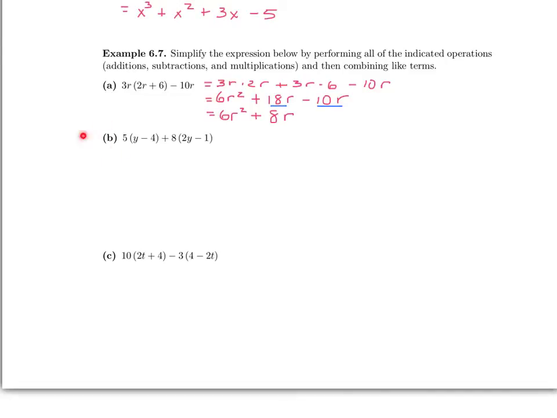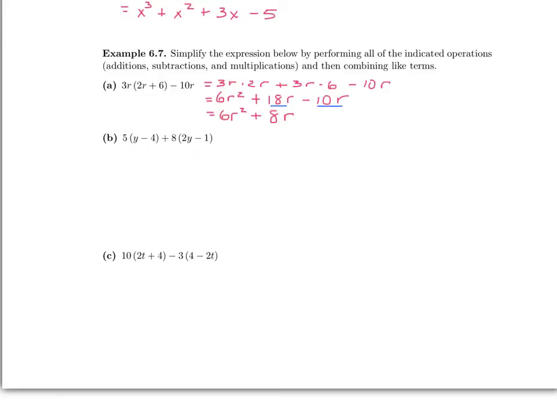Now let's look at part B. In part B, we have two expressions that are added. Each expression is the result of multiplication, however. So before we can combine like terms and simplify, we need to perform these multiplications. In order to perform the multiplications, we'll need to use the distributive property.